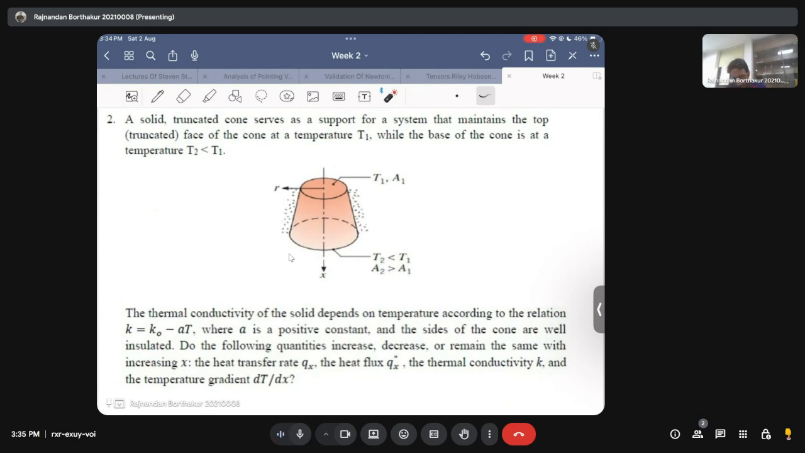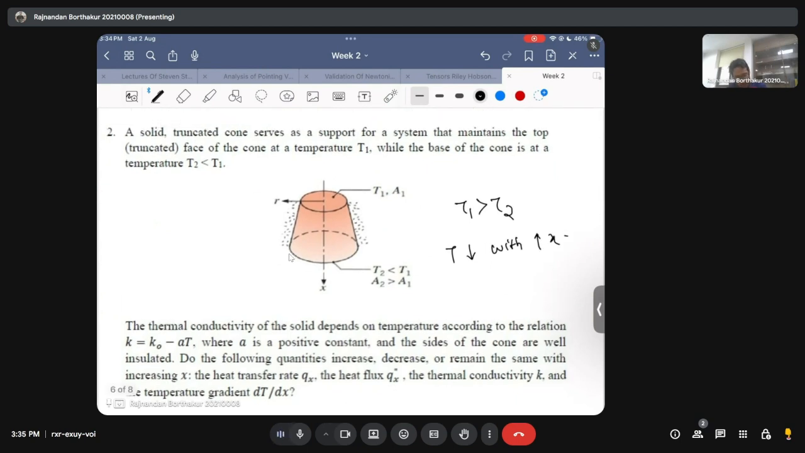Okay, so first thing first, you need to understand the problem. What it says is that this T1, which is the top surface of this truncated cone, is greater than T2, meaning that your temperature decreases with increasing x. This is the first step. The second step is that these faces are insulated, which means that your rate of heat transfer is one dimensional.